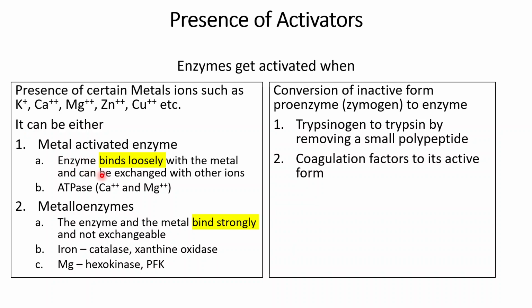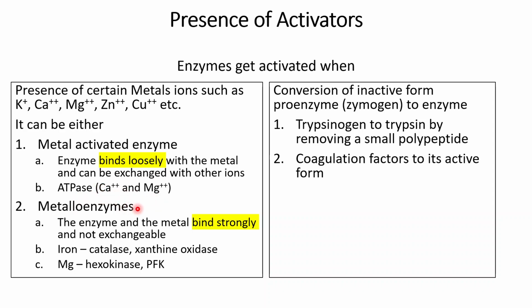When the enzyme binds with the metal, there is a loose bond formation. The enzyme binds loosely with the metal, and this metal can also be exchanged with other metals. For example, the enzyme ATPase can bind with calcium, and it can also bind with magnesium. The bond between ATPase and calcium is weak, so this can be replaced by magnesium.